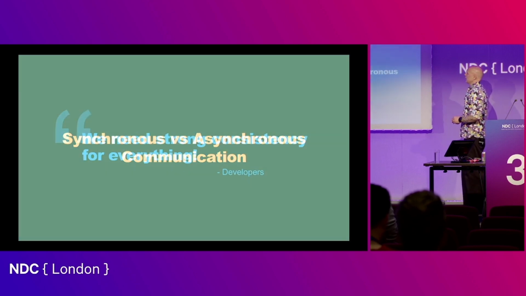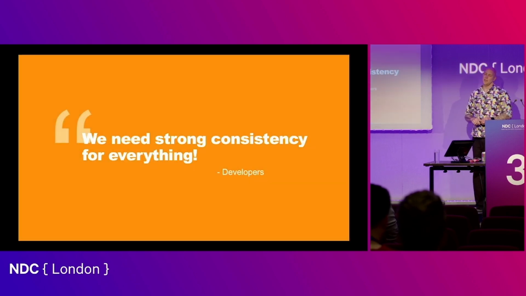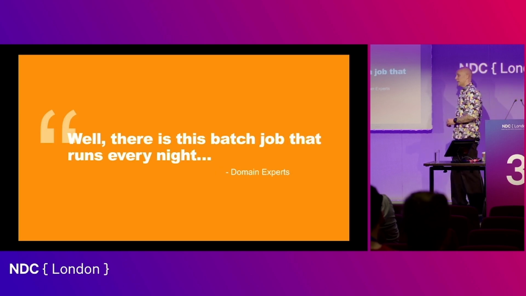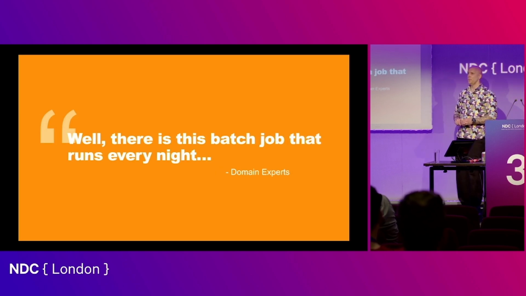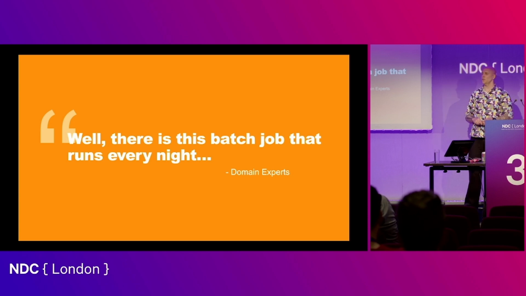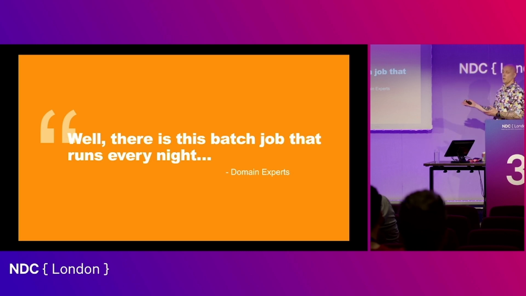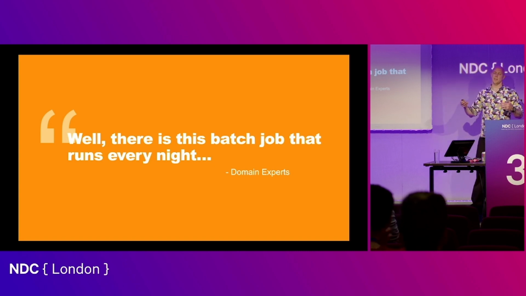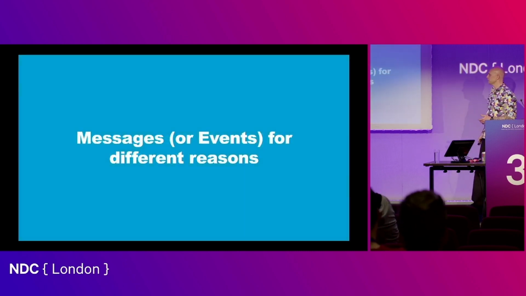And then they talk a lot about asynchronous communication, and developers tend to love strong consistency, and they want to have it everywhere. And then you go and talk to the domain experts, and they go, oh, we have that batch job that runs every night. Yep, which means that strong consistency is not a requirement, because currently their system is eventually consistent, updating every night, which means that we can probably make our system eventually consistent as well, which makes it a lot easier to build systems because you can use things like queues to make it more secure.